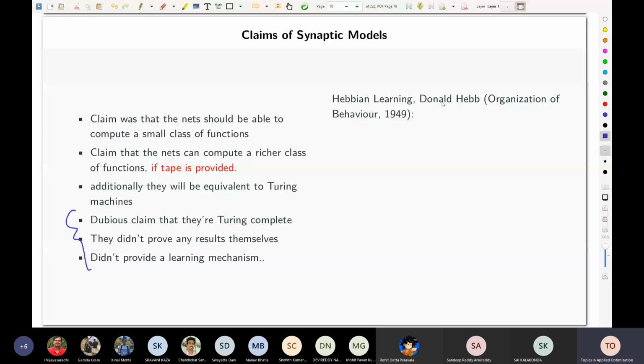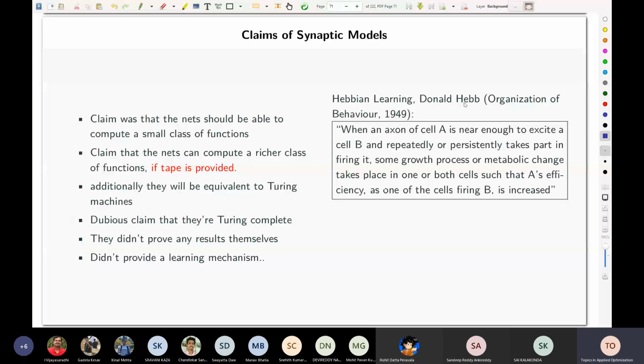And then came Hebbian learning by Donald Hebb, and according to him, when an axon of cell A is near enough to excite a cell B and repeatedly or persistently takes part in firing it, some growth process or metabolic change takes place in one or both cells such that A's efficiency as one of the cells firing B is increased. What is different now being proposed is that it's taking care of a repetitive effect.